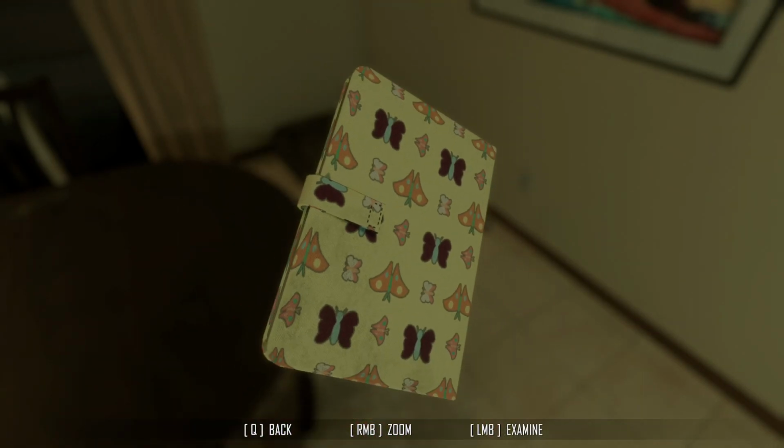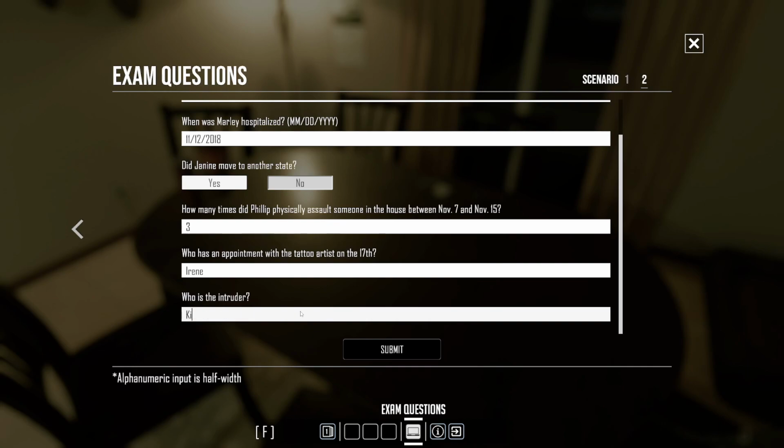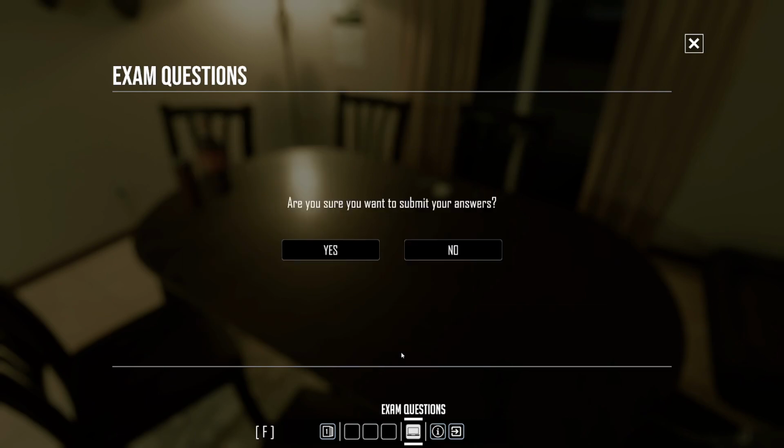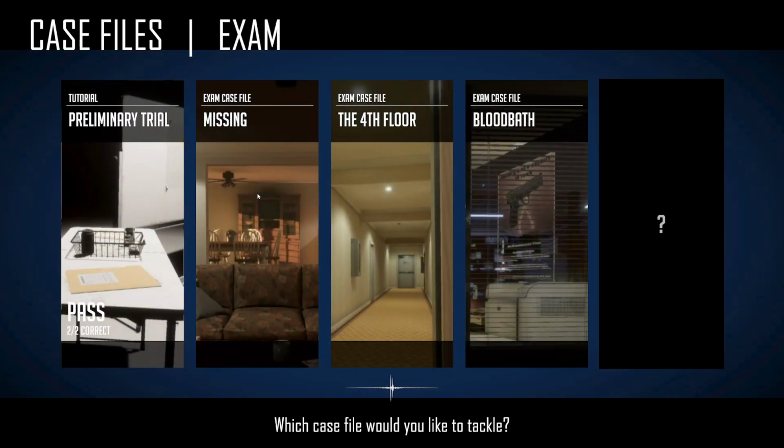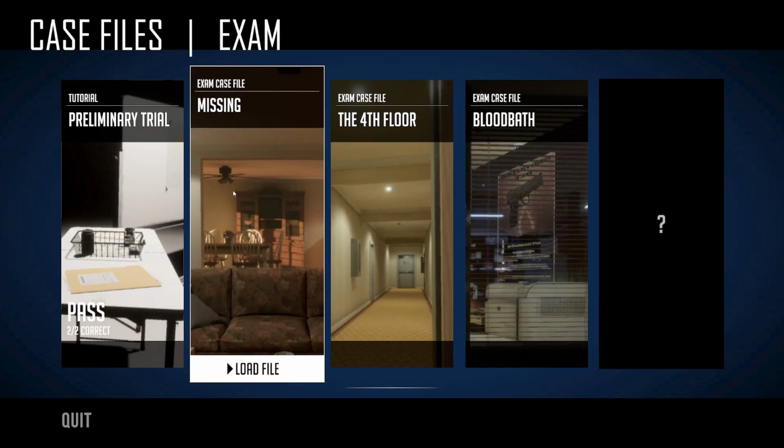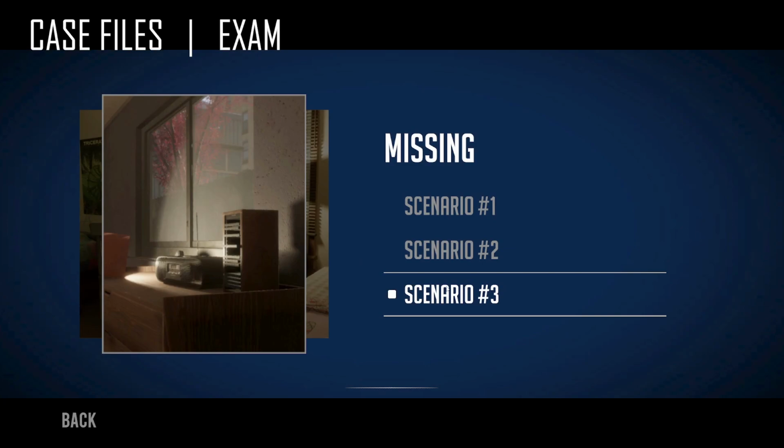Honestly, I'm fairly certain it's Kind Man at the park, but I don't know if... Well, let's try. Yes. So it's the intruder, but maybe I need to go forward with the scenarios. Maybe that's the case. There's a third scenario. Which case file would you like to tackle? Let's check the scenario tree start. Loading scenario. Loading complete. Good luck.